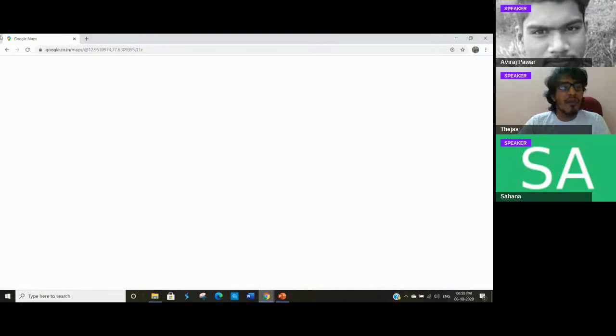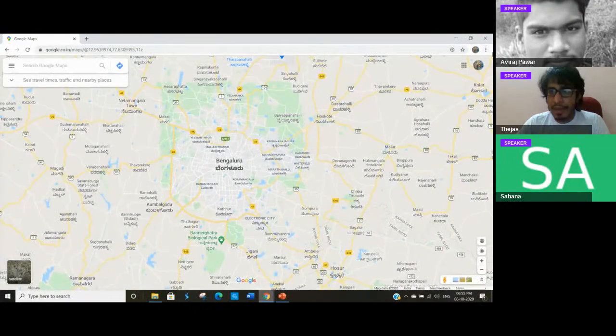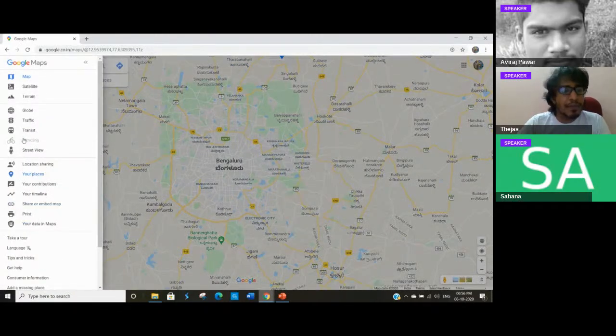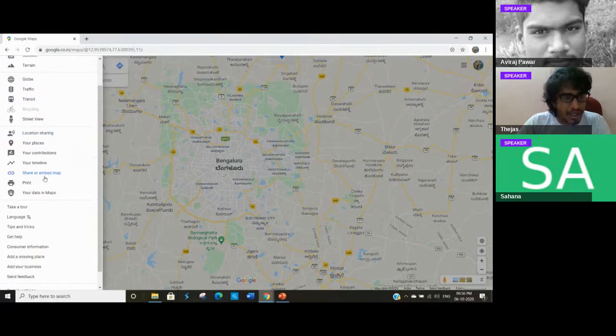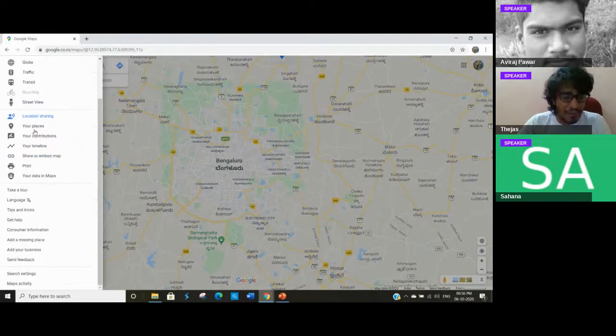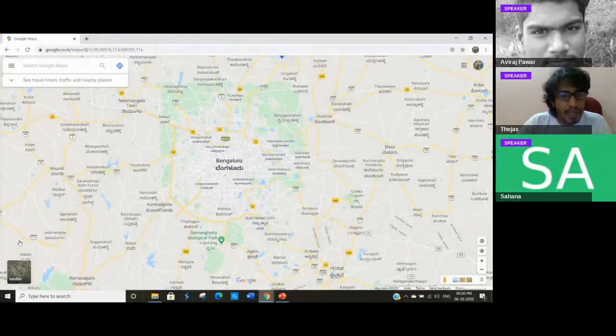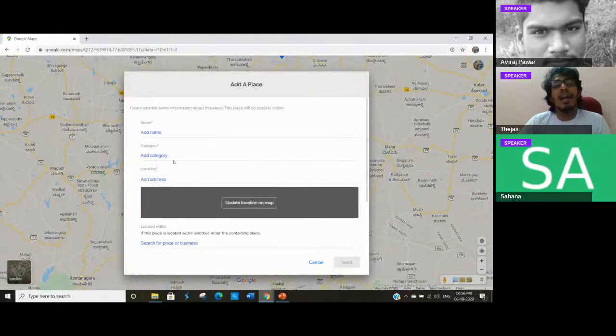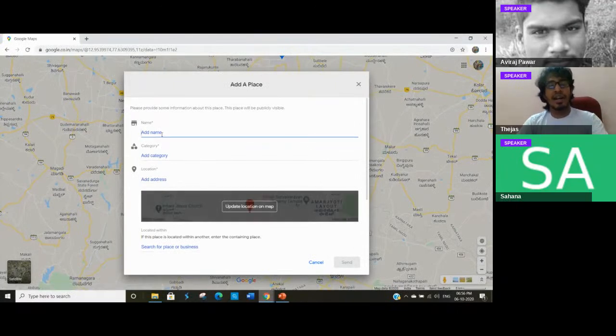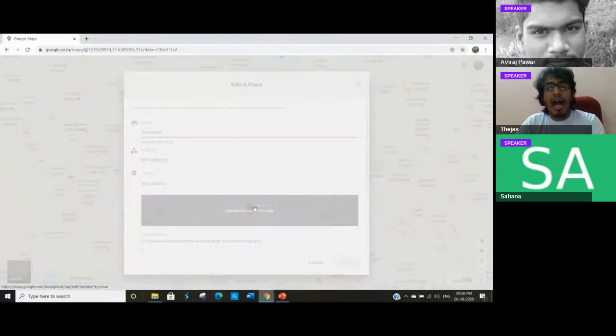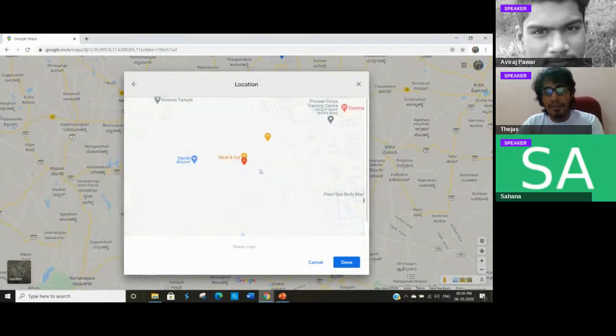Okay. Now I have logged into Google Maps. This is the Google Maps page. If you can see, you have the menu option here. If you select that, there comes a very long list of options. In that, I'll be selecting add a missing place. Once I select that, it asks me to add a name. Right now, before that, I'll select this update location on map.